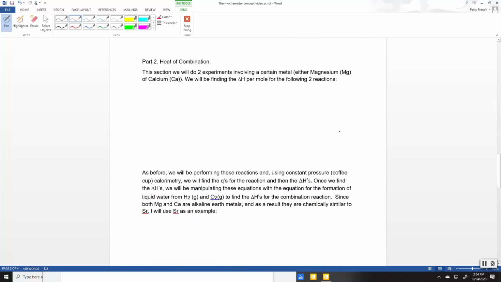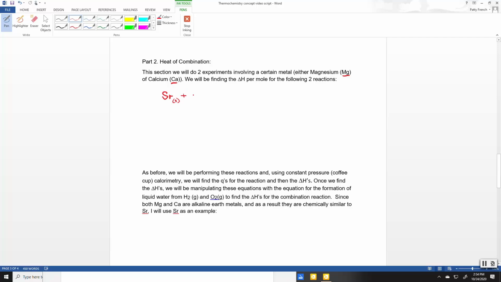All right, so the second part is the heat of combination. We're going to be doing two experiments that involve a particular metal. You're either going to choose magnesium or calcium, and we're going to be finding the delta H per mole for each of the reactions. And for the reactions we're going to be looking at, I'm going to use strontium, because both magnesium and calcium are alkaline earth metals, so I'm going to pretend that I'm using strontium. It'll react the same way as magnesium or calcium.